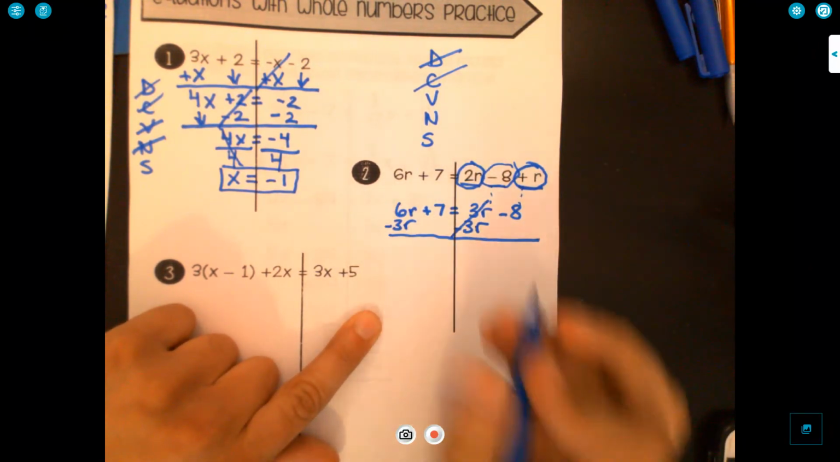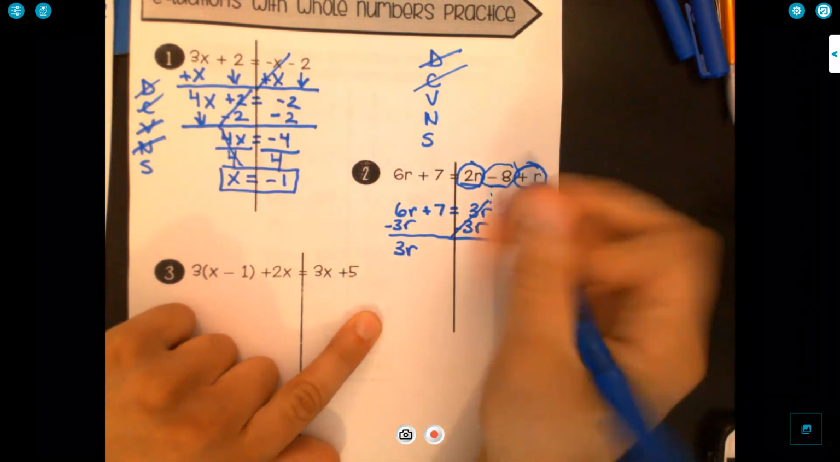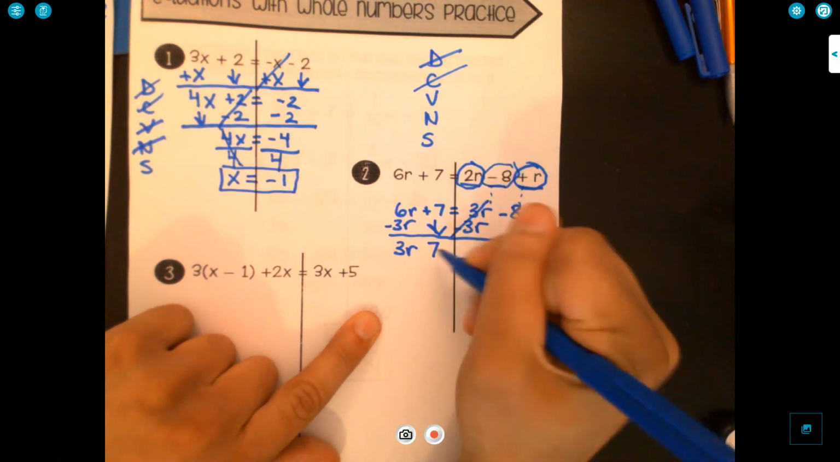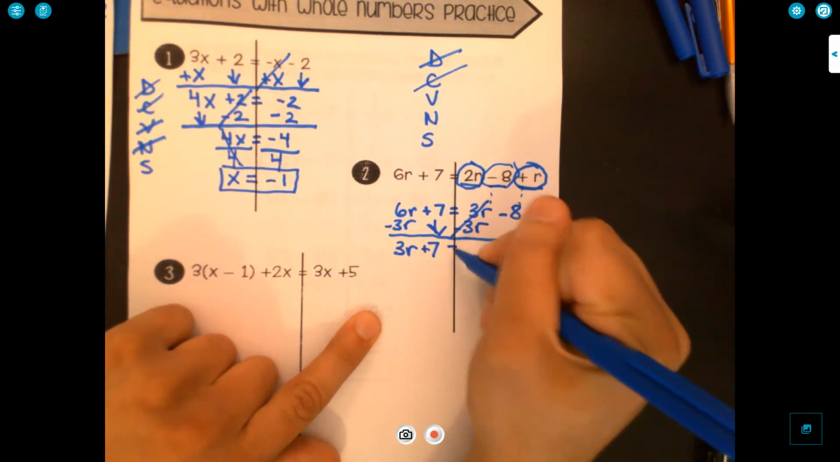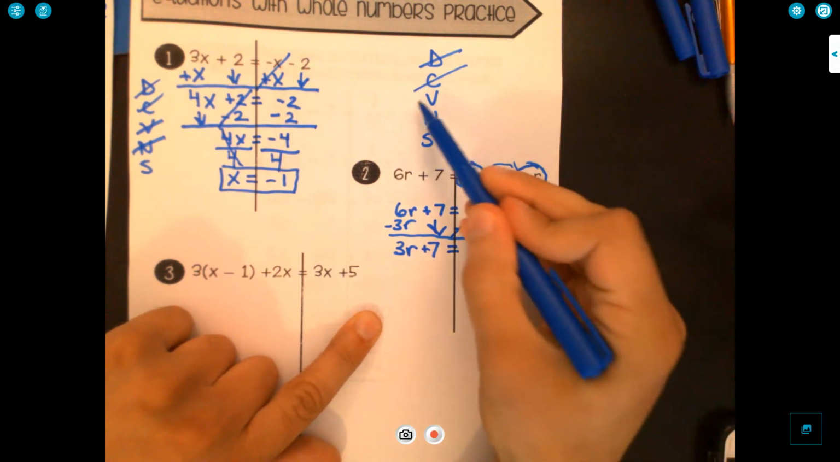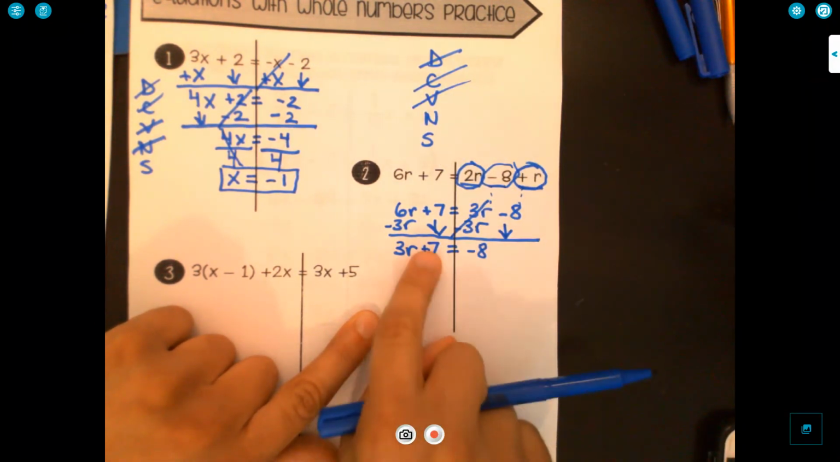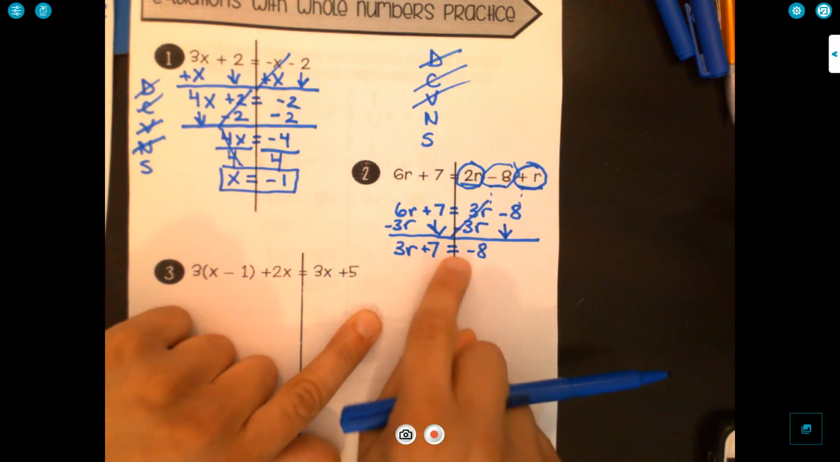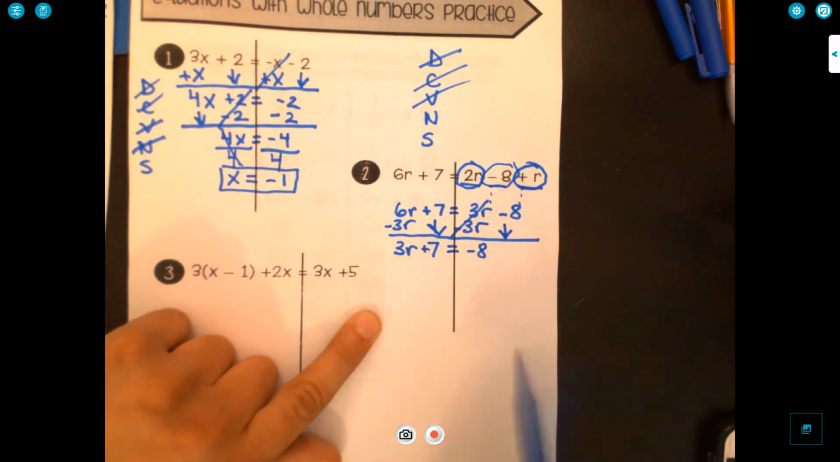6 minus 3 is 3. Bring down our r. Bring down your 7. It's going to be plus 7, sorry. Is equal to -8. Bring down your -8. All right, we moved our variable. So now we need to move our number to the opposite side because our goal is to get the variable on one side of the equal sign, number on the other side.